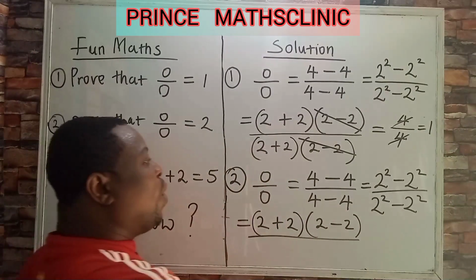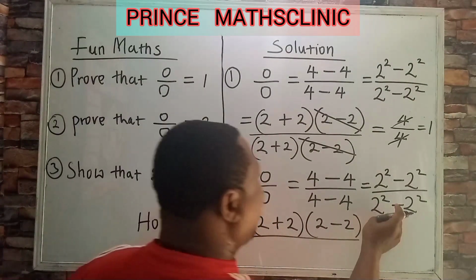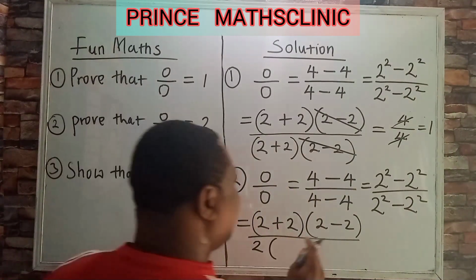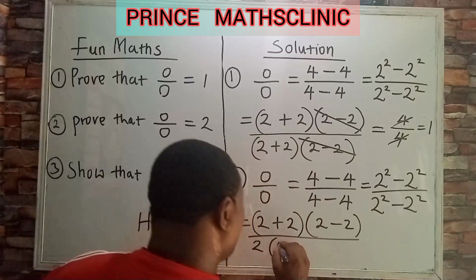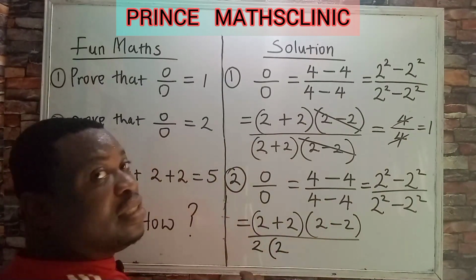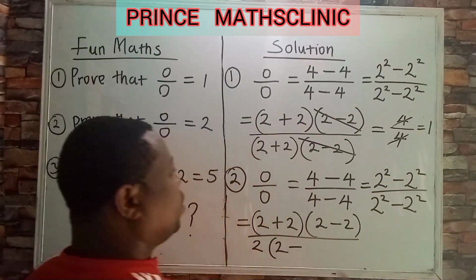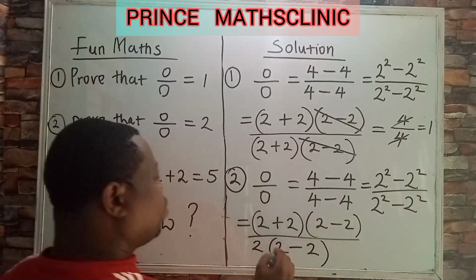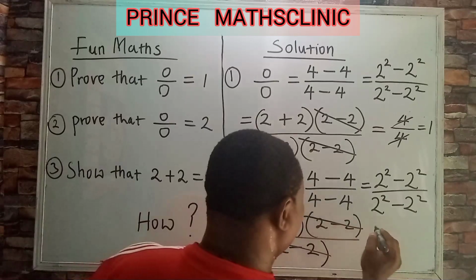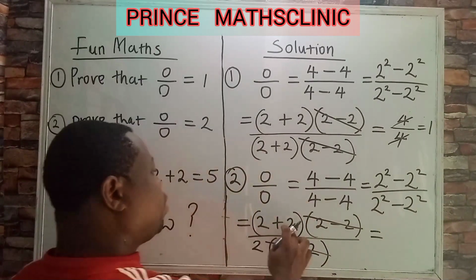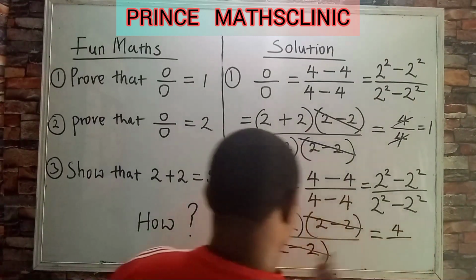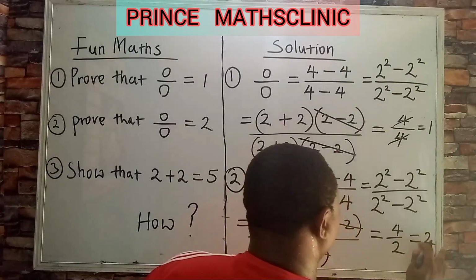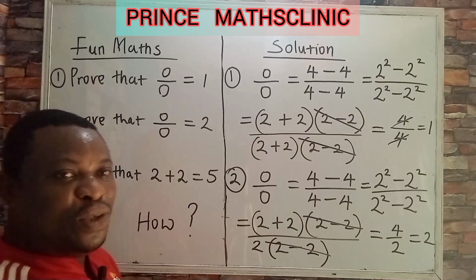Then in the denominator, this is what I want to do. I want to factor out 2, open bracket. Then 2 squared divided by 2, I get what? Just 2, right? Then minus. Then 2 squared divided by 2, I get another 2. So this is 2 minus 2. So 2 minus 2 here, we cancel 2 minus 2 here. So I'm left with 2 plus 2, which is what? 4. Then divided by 2. 4 divided by 2 gives us what? 2, which is the second solution.